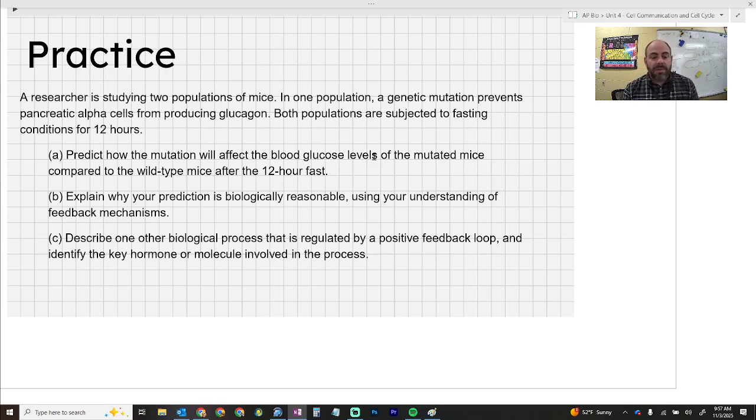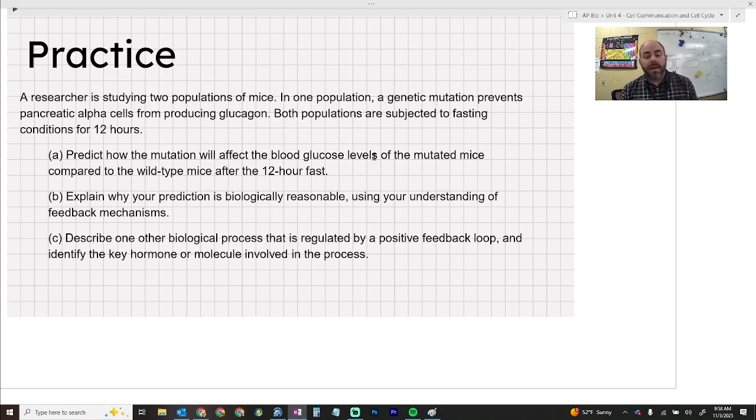Predict how the mutation will affect the blood glucose levels of the mutated mice compared to the wild-type mice after a 12-hour fast. Well, if the mutation prevents alpha cells from producing glucagon, then the blood glucose levels in the mutated mice will be lower, much lower, because they're not going to release the glucose. Explain why your prediction is biologically reasonable using an understanding of feedback mechanisms. Normally, the body responds to low blood glucose by releasing glucose into the blood, but because those cells are mutated, that is no longer going to be able to happen.